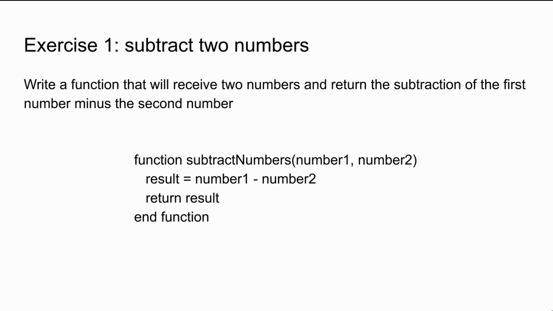First, we write the word function and give this function a name. I am calling it subtract numbers. Then, between parentheses, we need to enter parameters for this function. We said that we wanted to subtract two numbers, so we have number 1 and number 2 as parameters. Inside the function, I'm creating a new variable that will store the result of number 1 minus number 2. Finally, I am returning the result.